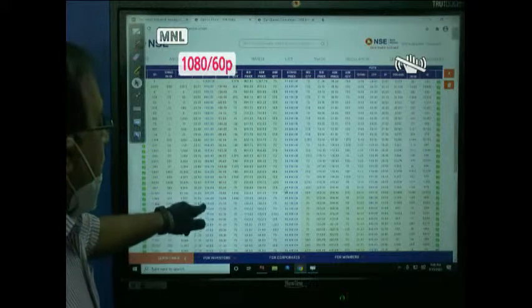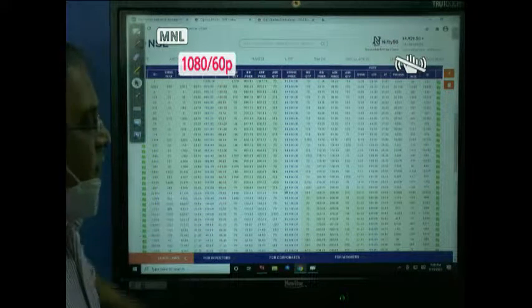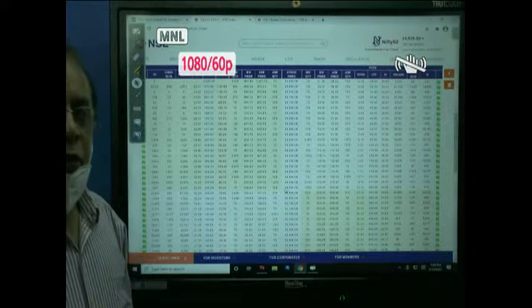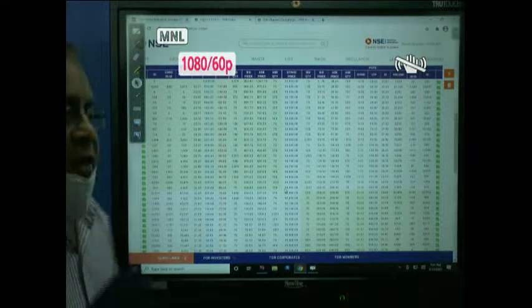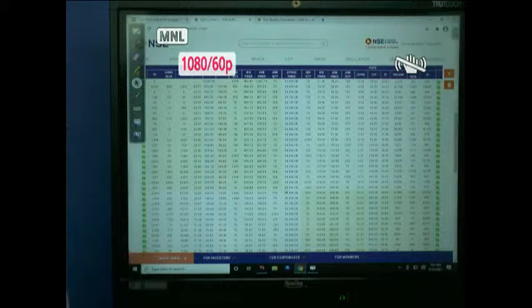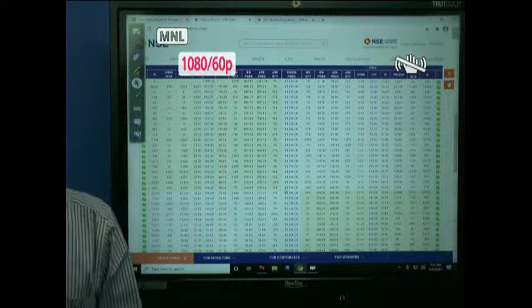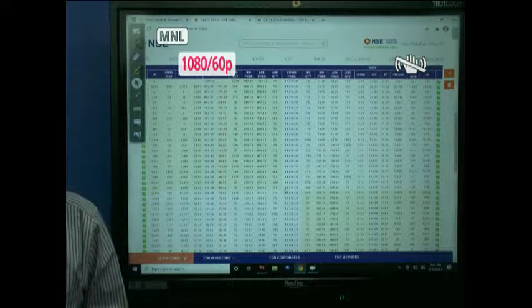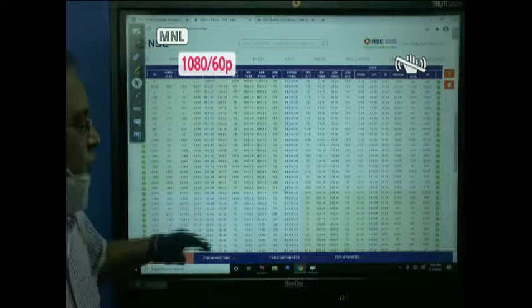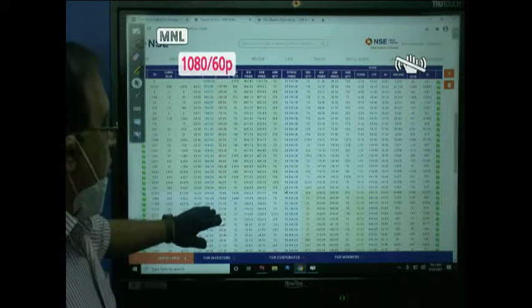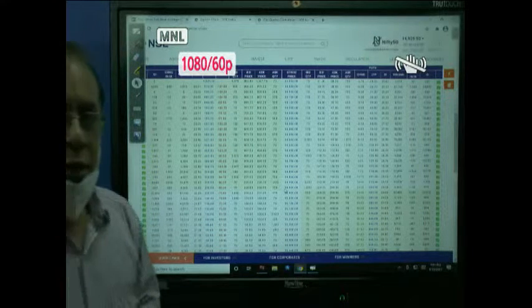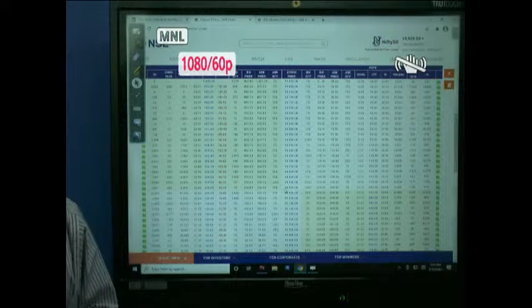Now 15,000 to 15,100 is 205 to 158, which means the delta is 47. Now for 15,100, 158 to 120, that means the delta is 38. You can just look at it like this also: if the market is going to slide down, then the 15,100 call tomorrow will become like a 15,200 call. So the delta there is around 38.